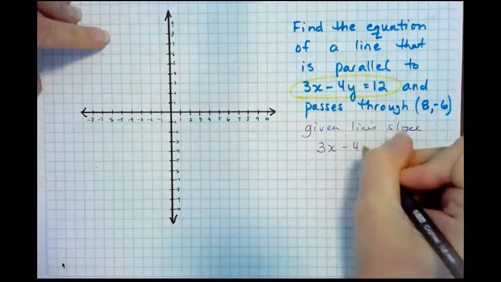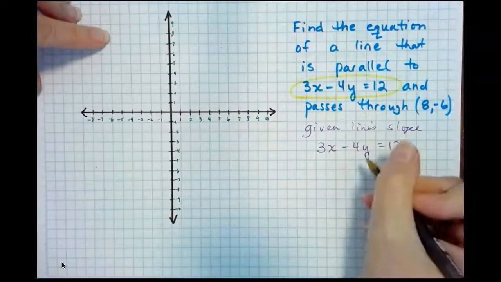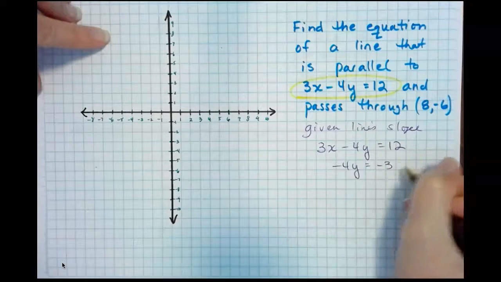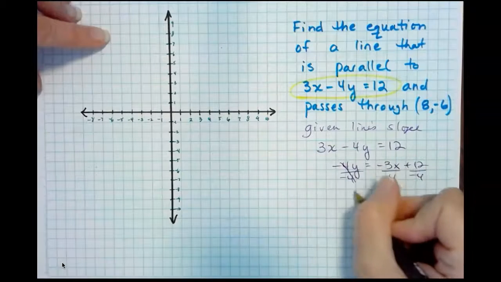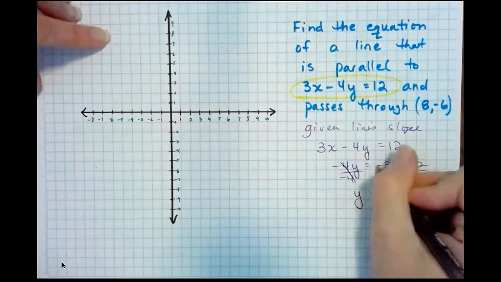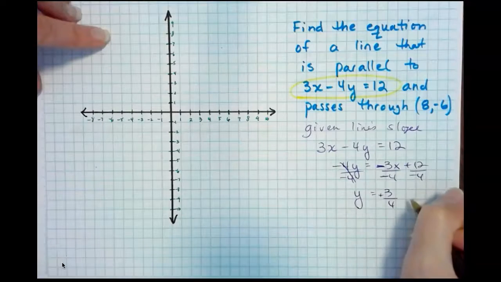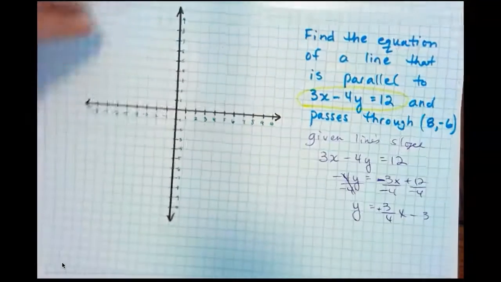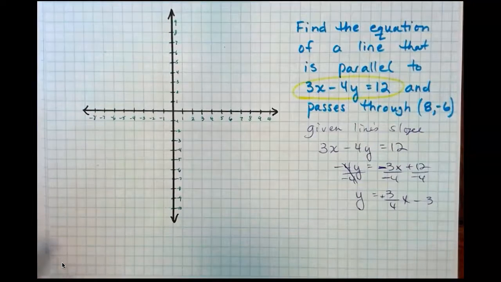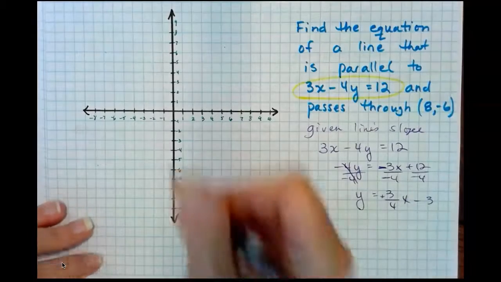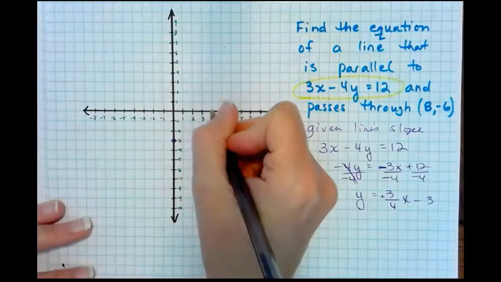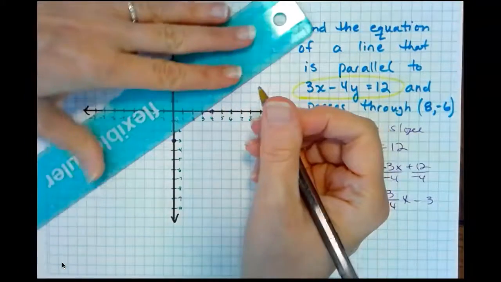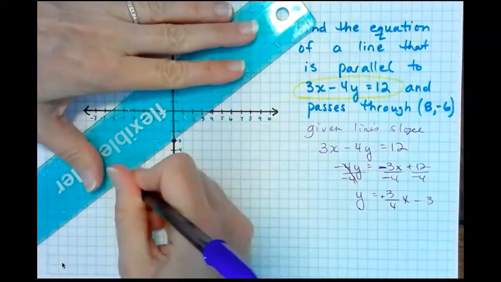So 3x minus 4y equals 12. So negative 4y equals negative 3x plus 12. Divide by negative 4. y equals negative over negative, that becomes positive 3/4 x minus 3. So I will graph our given line. I'll graph it dashed because it is auxiliary. So it's here, starting here, and it's got a positive slope, 1, 2, 3, 1, 2, 3, 4.